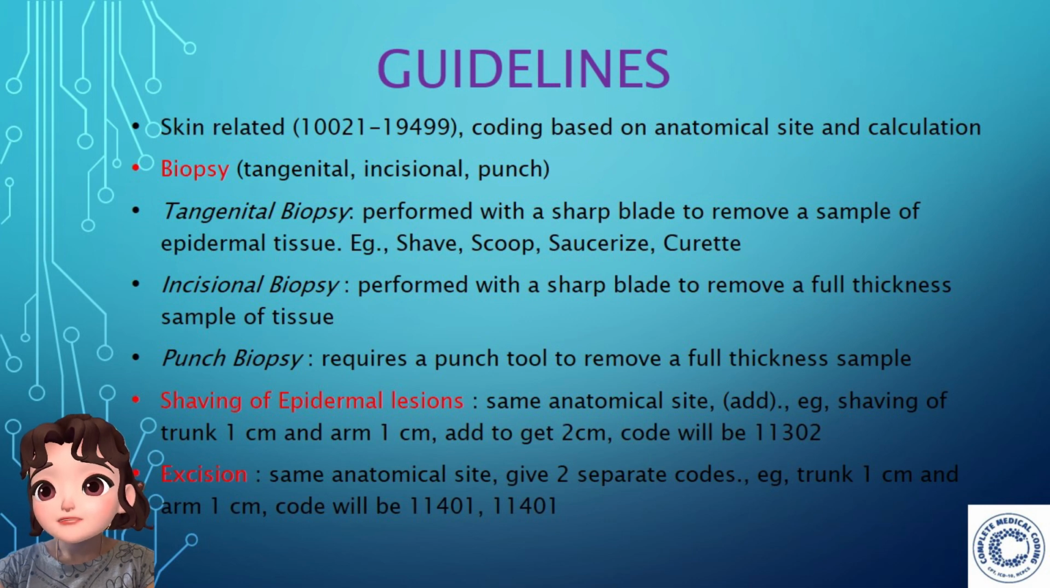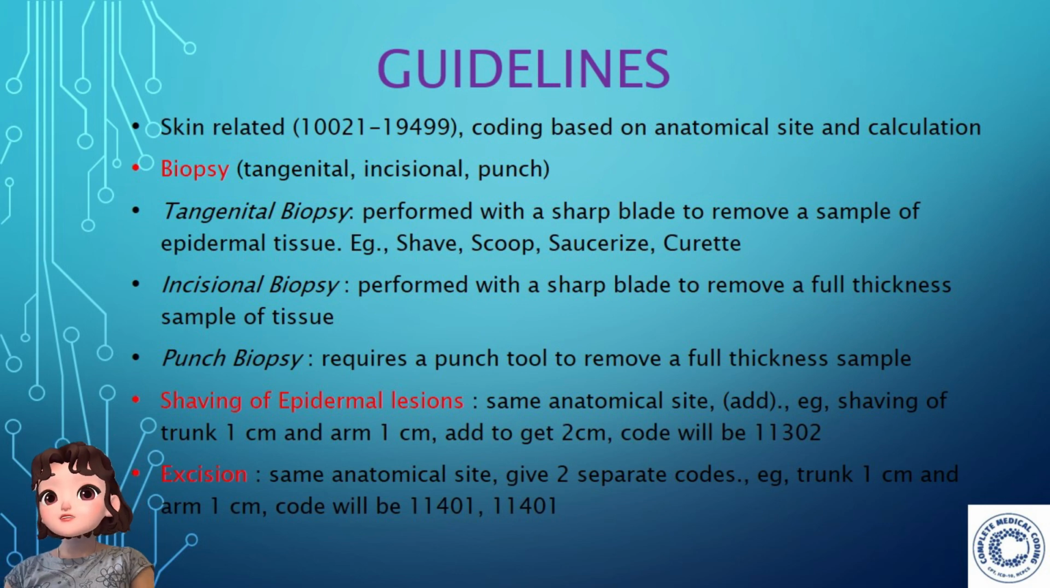Incisional biopsy is performed with a sharp blade to remove a full thickness sample of tissue. A full thickness sample of tissue is removed for the incisional biopsy. Now, punch biopsy. Punch biopsy requires a punch tool to remove a full thickness sample. That's also a full thickness sample.